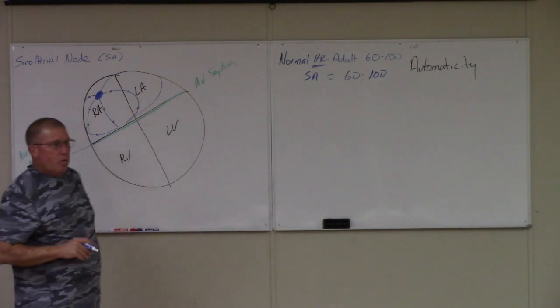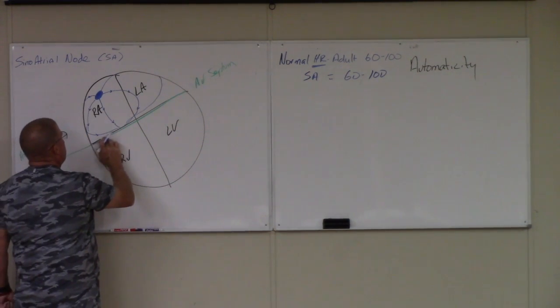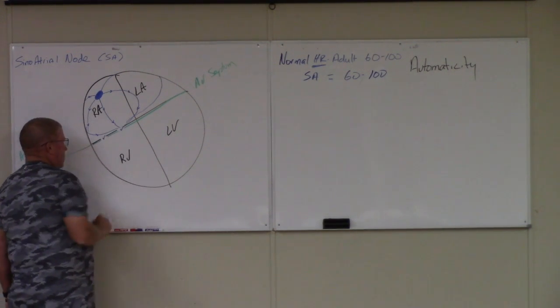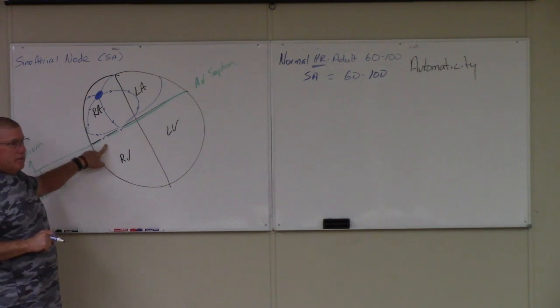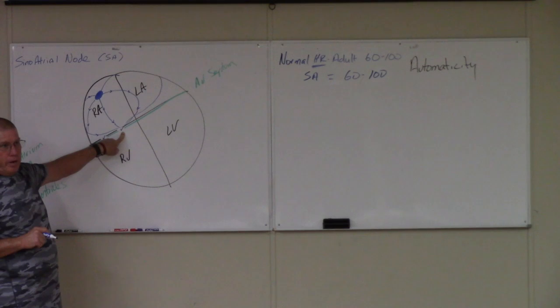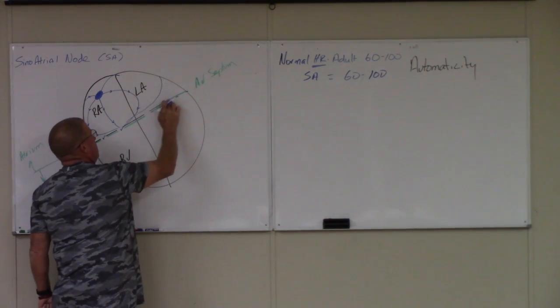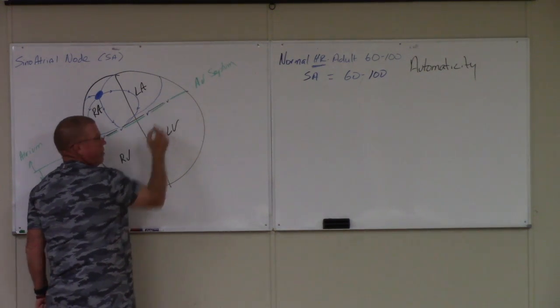It's forcing blood into the ventricle. Where's the valves at? Here, right? We've got the tricuspid valve on the right side. We've also got the semilunar pulmonary valve on the right side. On the left side, we've got the bicuspid valve, and we've also got the aortic valve, right?